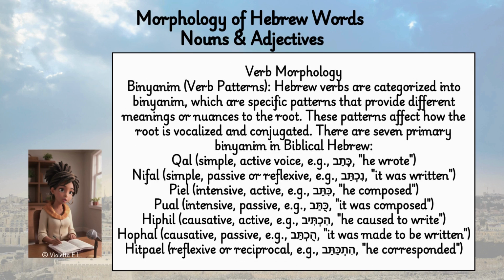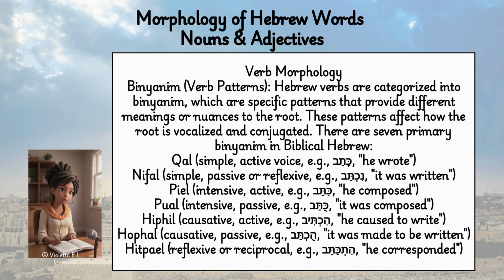Verb morphology. Binyanim is a verb pattern. Hebrew verbs are categorized into binyanim, which are specific patterns that provide different meanings or nuances to the root. These patterns affect how the root is vocalized and conjugated. There are 7 primary binyanim in biblical Hebrew.